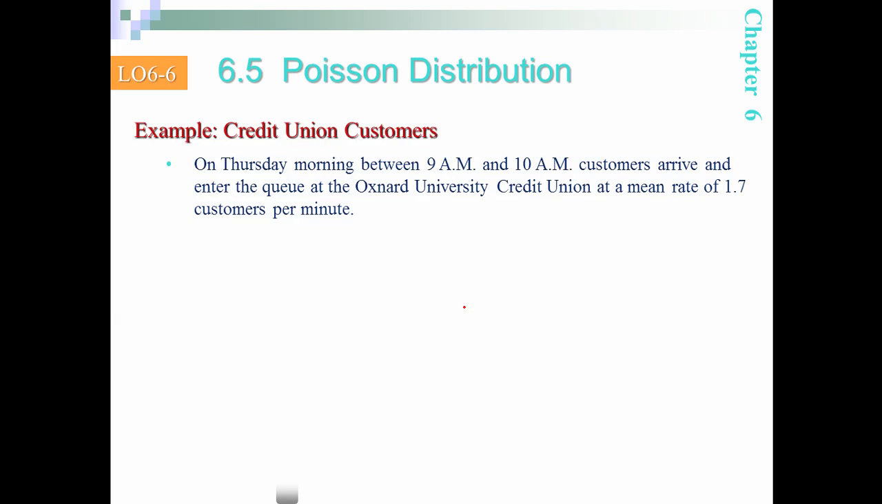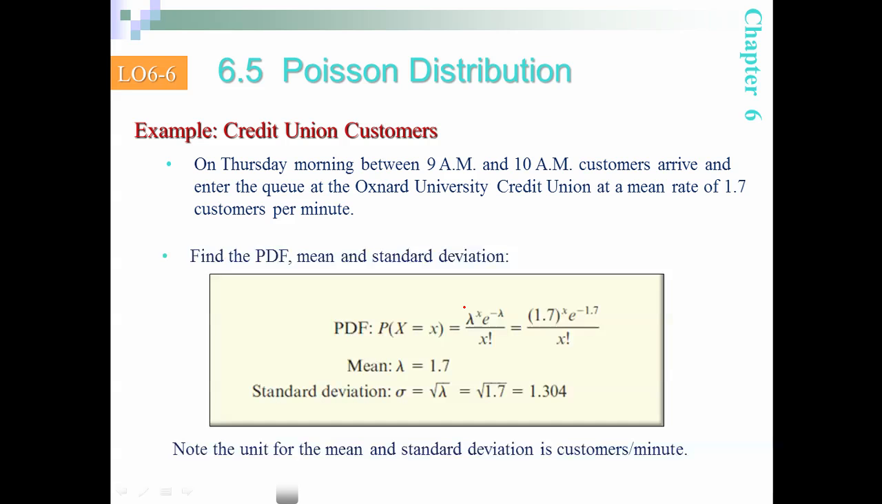Here's an example. On Thursday morning between 9 and 10 a.m., customers arrive and enter the queue at Oxnard University Credit Union at a mean rate of 1.7 customers per minute. So every minute that goes by, on average, 1.7 customers show up. We can write down the probability density function for the number of arrivals per minute by taking lambda to the x, e to the minus lambda over x factorial. Lambda is 1.7, we plug that in here, and note that the average value is 1.7, and the standard deviation is the square root of that, 1.34.